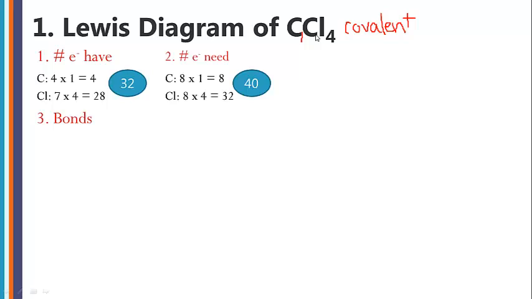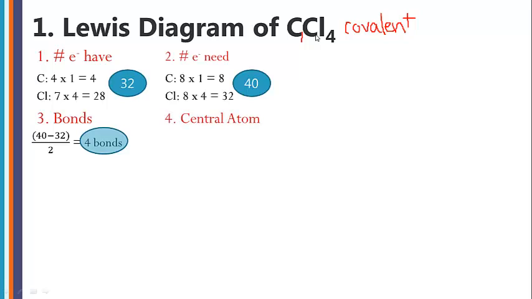The next step is to figure out the number of bonds that I have. So I do 40 minus 32. That tells me that I'm short 8 electrons. And I divide by 2 because there's 2 electrons in a bond. So that gives me 4 bonds. So even though this compound only has 32 electrons, it's going to share in such a way that it's like it has 40.